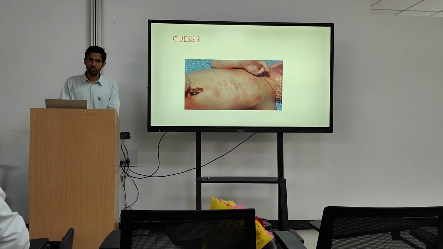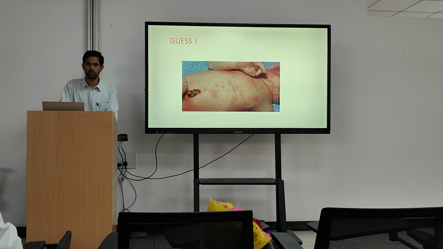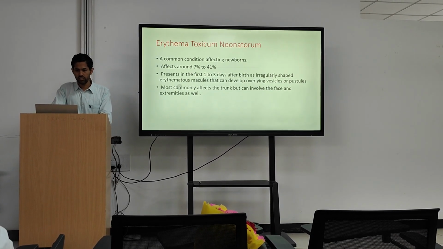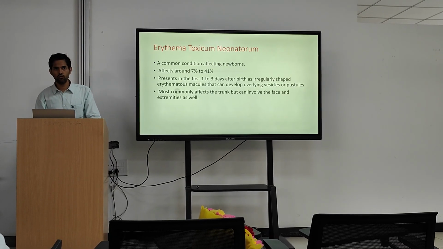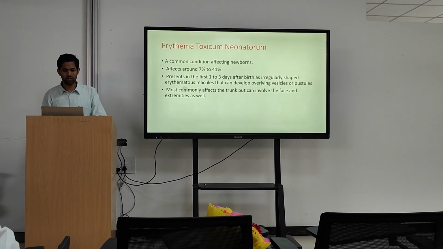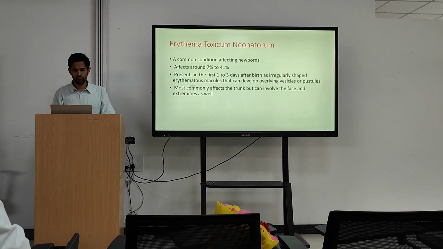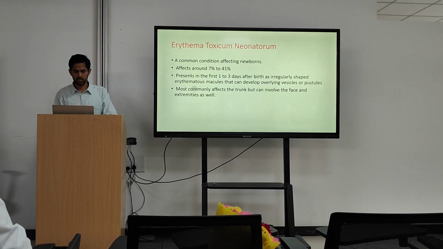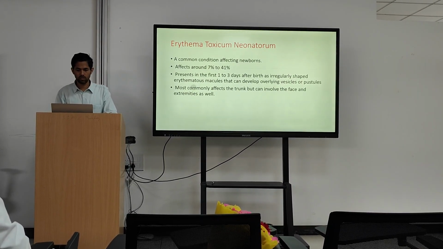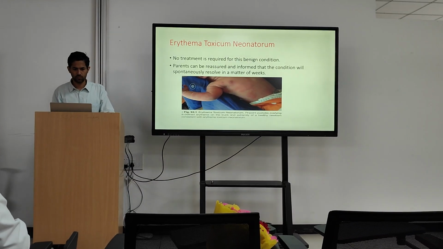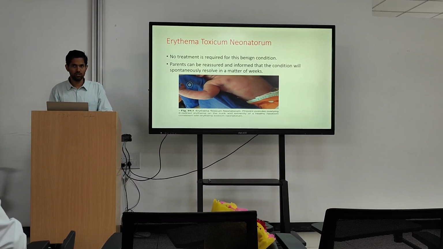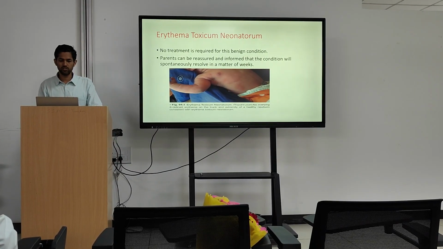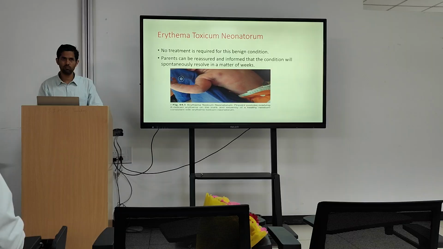So can anyone guess what the condition is? This is erythema toxicum neonatorum, a common condition affecting newborns, around 7 to 41% of babies. Usually present from day 1 to day 3 of life. It has irregularly shaped erythematous macules that can develop into vesicles and pustules. Most commonly it affects the trunk, but can also involve the face and extremities. As we discussed, no treatment is required for this benign condition. We have to reassure the parents that it will resolve within some days to weeks.